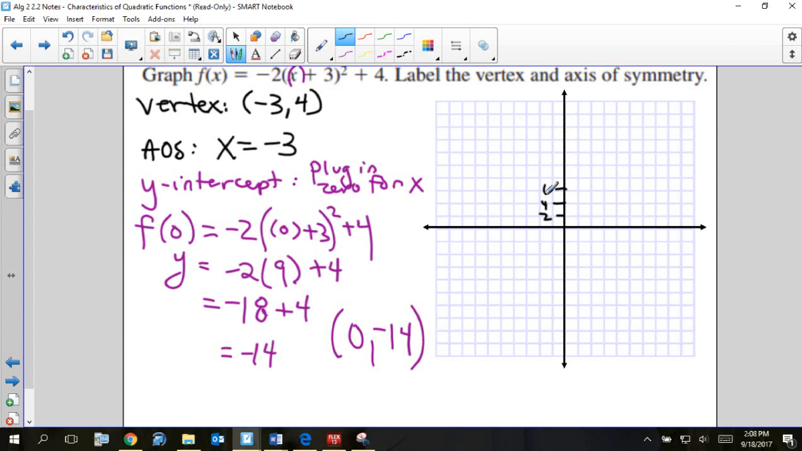So now I'm going to graph my vertex at negative 3, 4. I didn't change my x's, negative 3, and then up to 4. There's my vertex, negative 3, 4. My axis of symmetry is x equals negative 3. Now my y-intercept is 0, negative 14. And remember, I'm counting by 2, so negative 2, 4, 6, 8, 10, 12. Negative 14 is here.